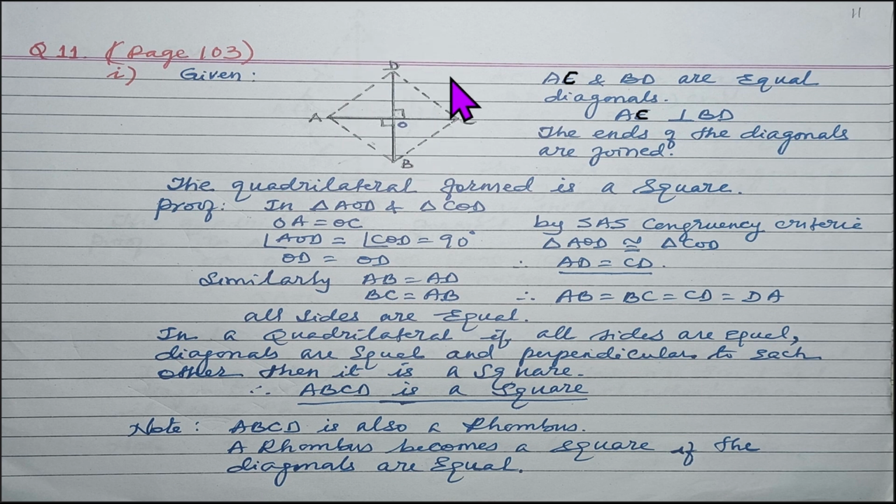If all the sides are equal in a quadrilateral, the diagonals are equal, and the diagonals bisect each other, then 100% it is a square. Therefore ABCD is a square. Try to remember that. ABCD is also a rhombus, but a rhombus becomes a square when the diagonals are equal and they bisect each other.